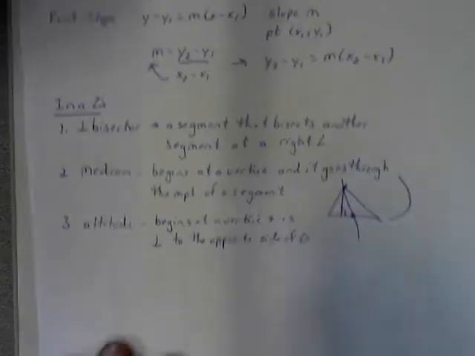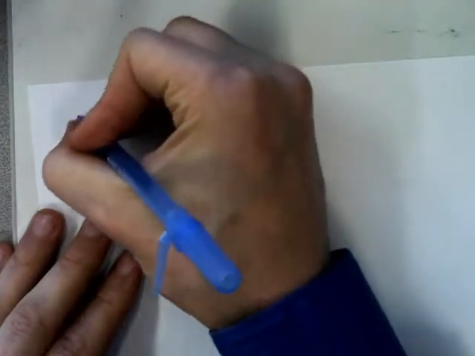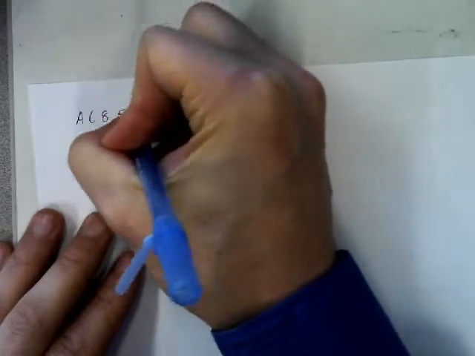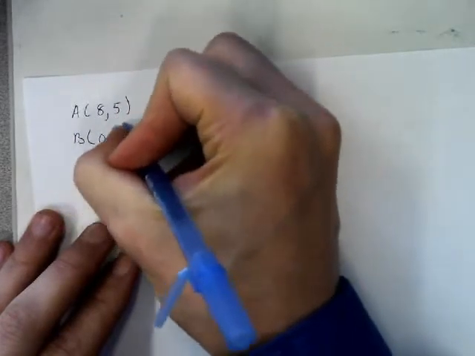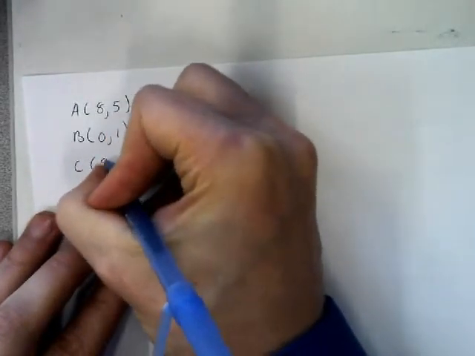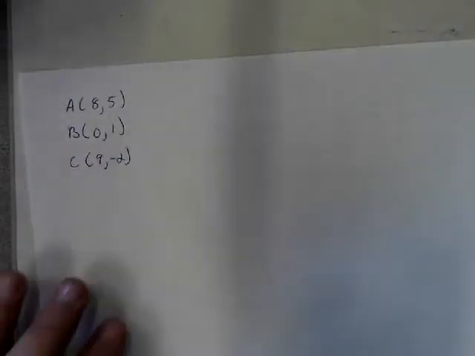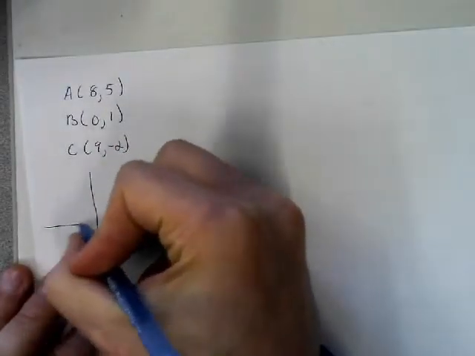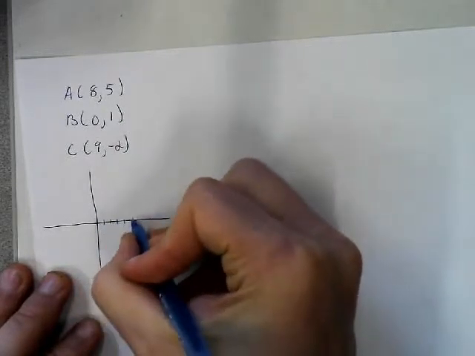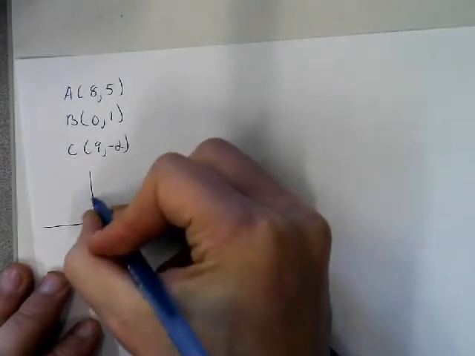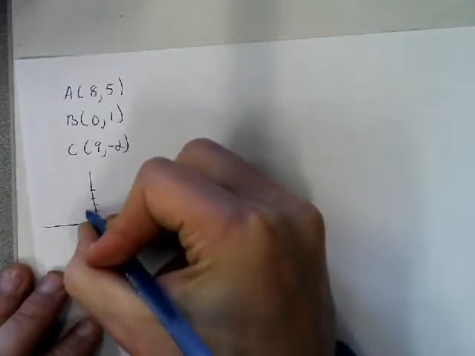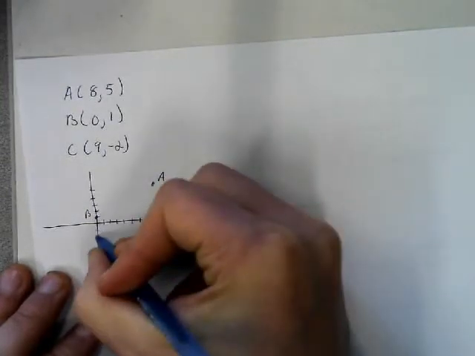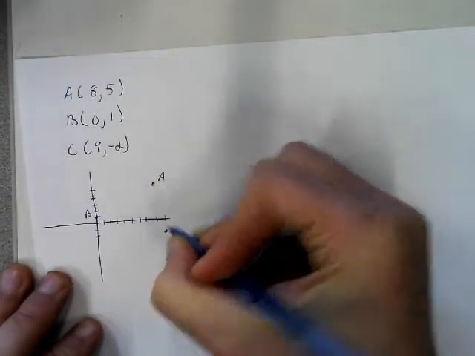And the problem is going to use the vertices. I'm going to flip this page over. Let's let A be 8, 5, B be 0, 1, and C be 9, -2. I am going to draw a quick graph, just so I have a quick sketch. So 8, 5 is A, B is 0, 1, and 9, -2. There it is.